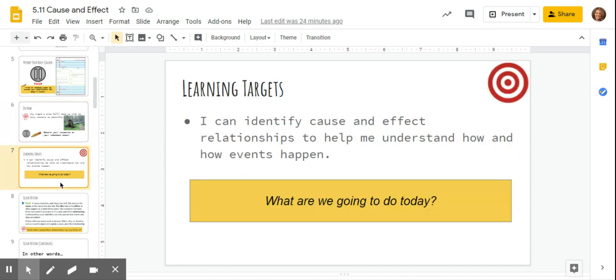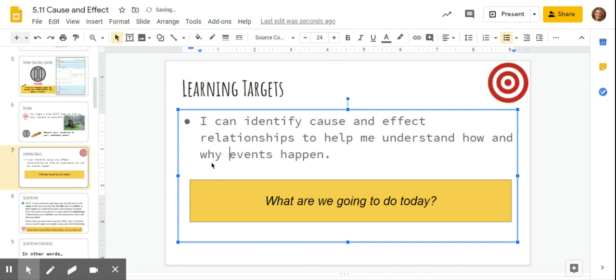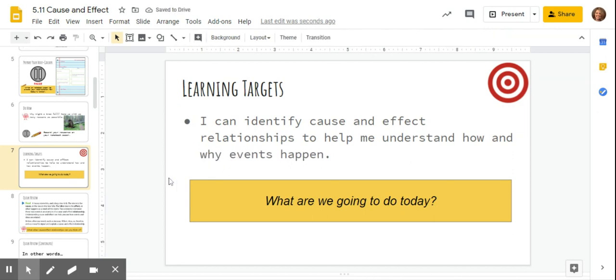So moving into our target today, your goal after you watch this video is that you will be able to identify cause and effect relationships to help you understand how and why events happen, right? We just talked about that tree. We figured out what happened and we figured out why it happened. So again, we're going to be identifying these cause and effect relationships within a text.